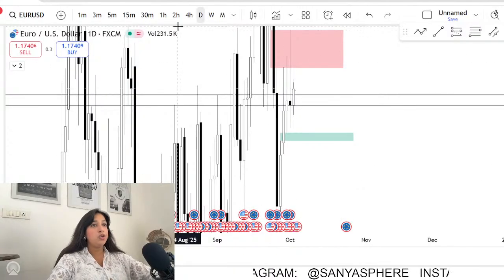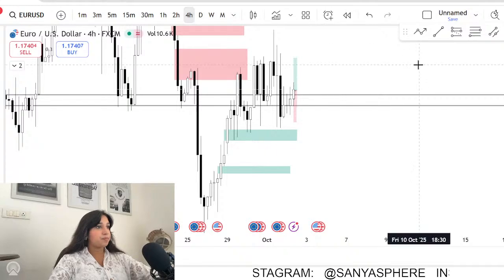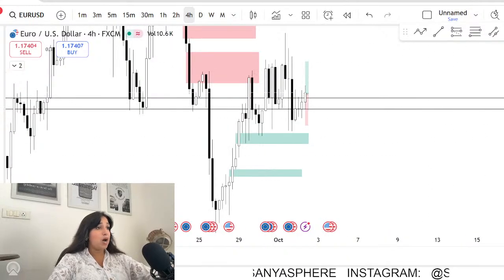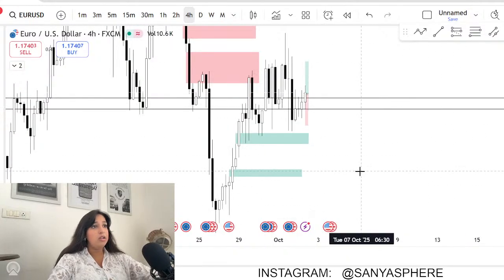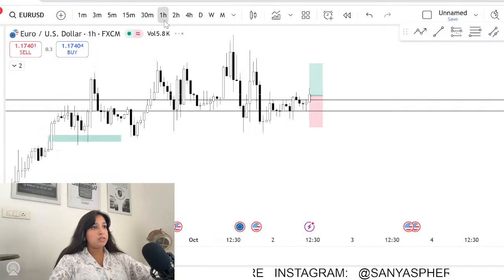or maybe the continuation. On the 4 hour time frame, we still have 2 hours left to close this candle. And let's come to the 1 hour candle.